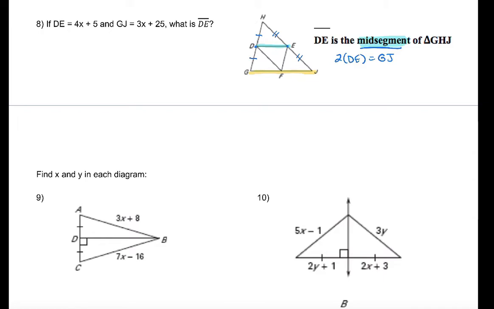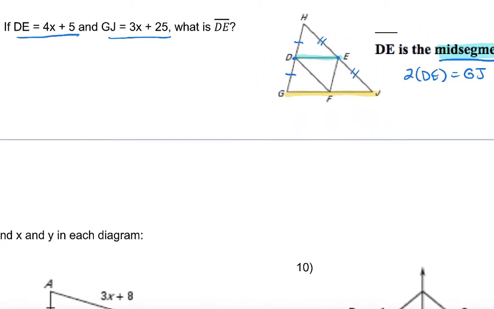So let's look at what they have given us here. They've told us that DE is 4x plus 5, and they told us that GJ is 3x plus 25. So if I want to label those items in the picture, my 4x plus 5 would be here, and the bottom would be 3x plus 25. So we're going to be using the rule about midsegments where if we double the midsegment, we're equal to that third side. It's just easier to double something than it is to cut something in half, so that's why I like to use that version of it.